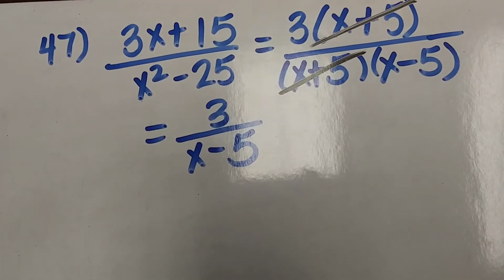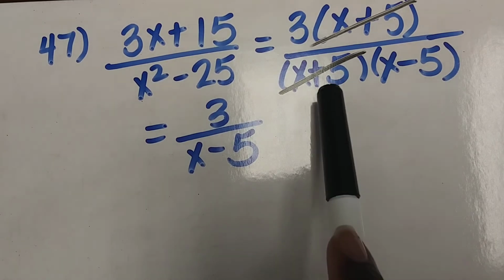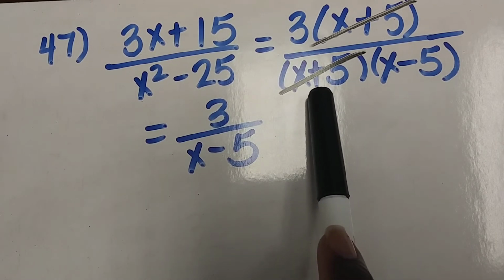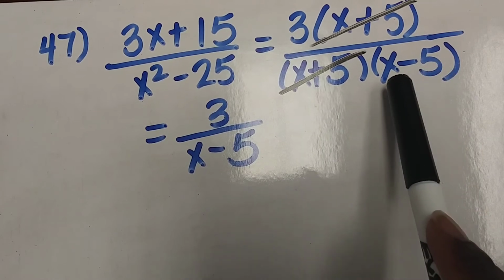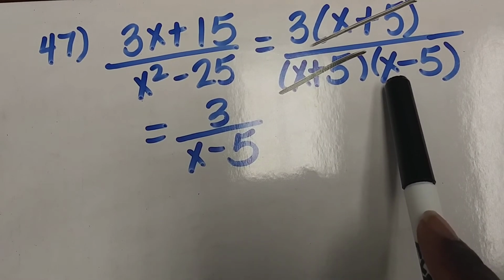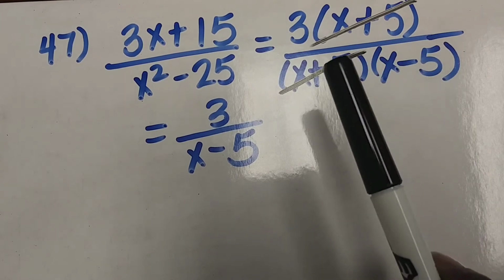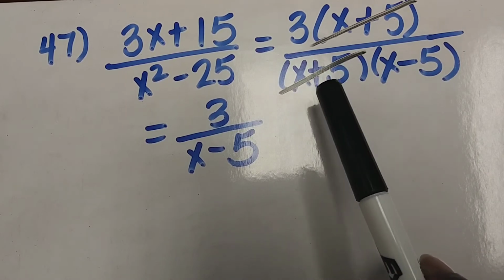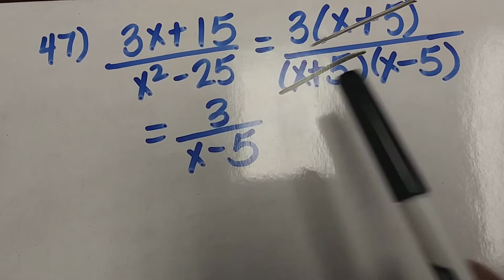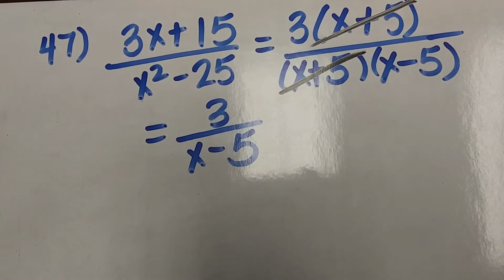If I ask you what's the domain, you look at the original denominator factored out. x cannot be negative 5. x cannot be positive 5. Because if I plug those two numbers in, they're going to equal 0 in my denominator. So my domain can be all real numbers except negative 5 and positive 5.